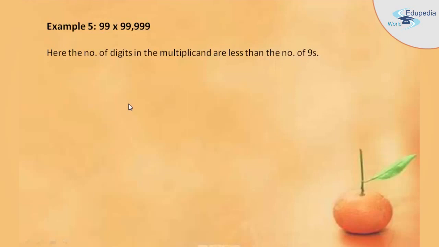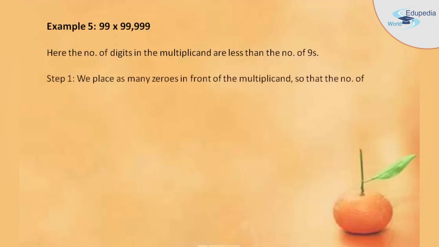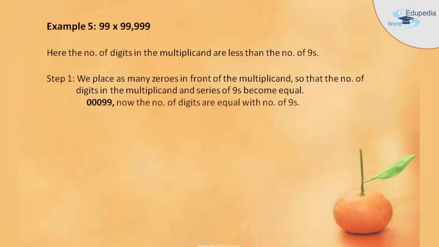The first step of the case number 2 shortcut says that we have to keep that many zeros in front of the multiplicand so that the number of digits in the multiplicand and the number of 9s in the series of 9s become equal. So I am going to place 3 zeros in front of the multiplicand 99. Now the number of digits in the multiplicand and the number of 9s are equal. Step number 2 of case number 2 shortcut says that we have to use case number 1 shortcut to get the product.